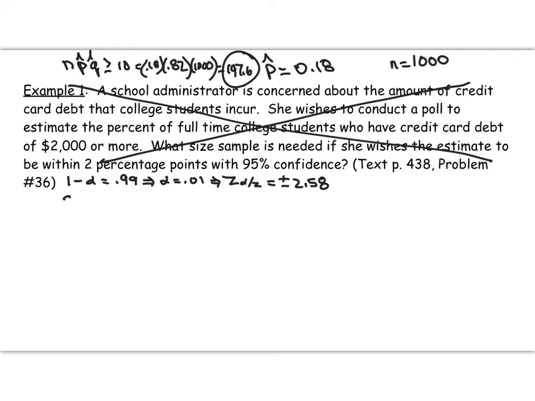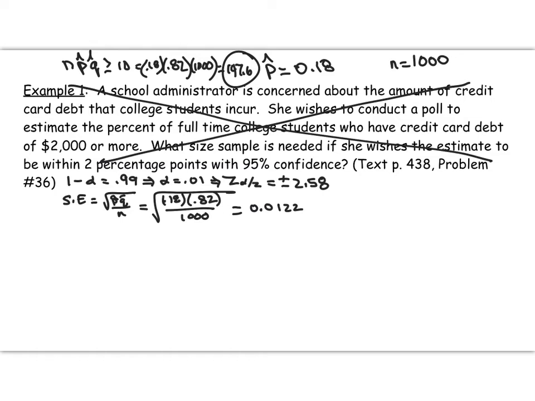While we're at it, we may as well calculate our standard error. That's going to be the square root of p hat q hat over our sample size, which is going to be 0.18 times 0.82 over 1,000, and then take the square root of that. I get about 0.0122. Now we have all the values to set up our boundaries.